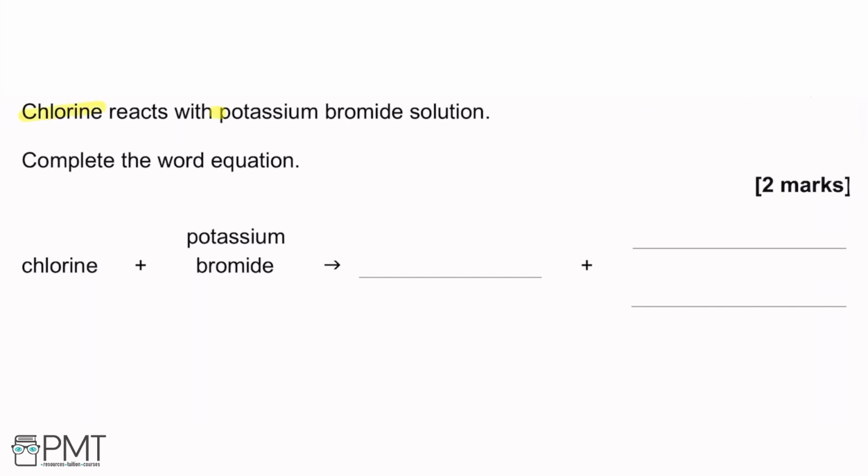Chlorine reacts with potassium bromide solution. Complete the word equation. So what we're seeing here is a special type of reaction called a displacement reaction. What a displacement reaction is, is when a more reactive halogen replaces a less reactive halogen's place in a compound. So what we're seeing here is chlorine reacting with potassium bromide.